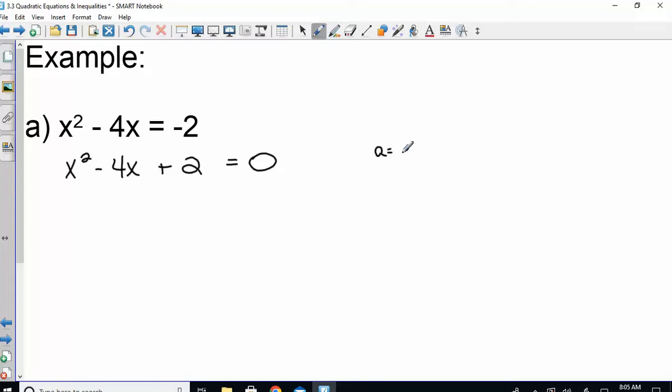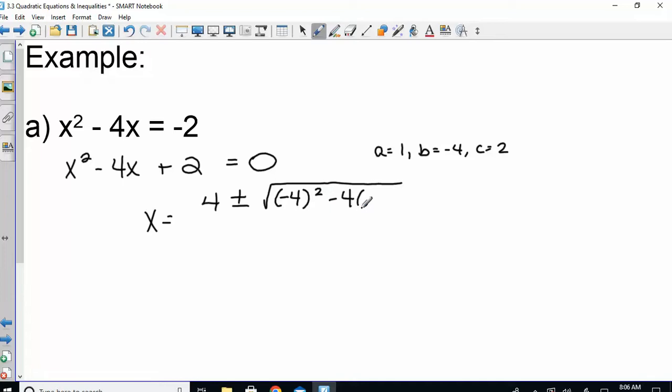What's our a in this? -4. Oh, sorry, yeah, 1. A is 1, b is -4, and c is 2. So quadratic formula. X equals the opposite of b, so the opposite of -4 is +4, plus and minus the square root of b squared minus 4 times a times c all over 2a.